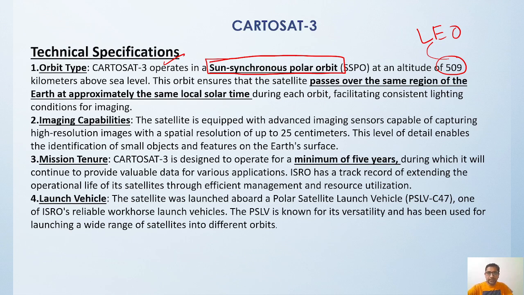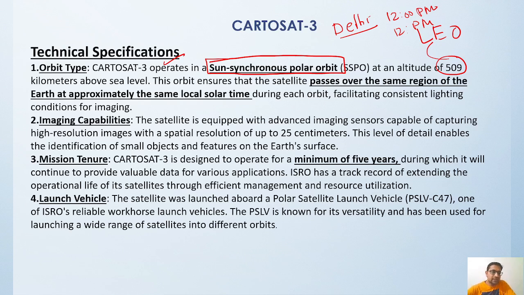So this satellite, since it is in sun synchronous polar orbit, will pass over the same region of the earth at approximately the same local solar time. That means if the satellite is traveling over Delhi at 12 p.m., the next day also at 12 p.m. it will be crossing Delhi. Since this is in sun synchronous orbit, obviously it will give very consistent lighting conditions for imaging, because light is very important for proper imaging purposes.